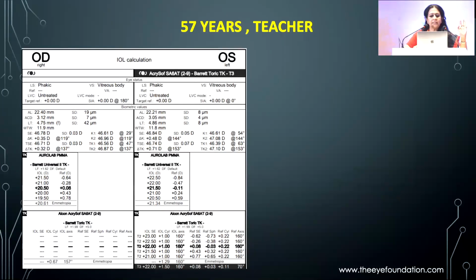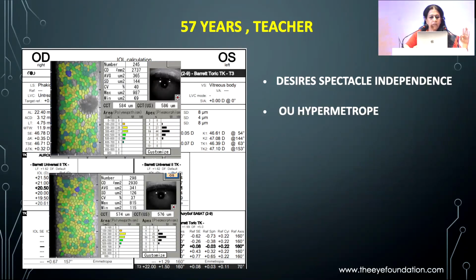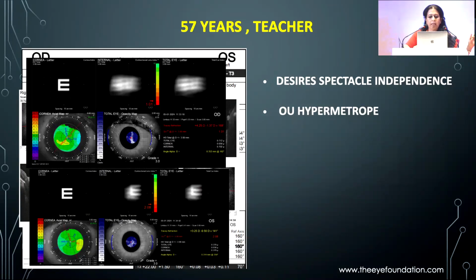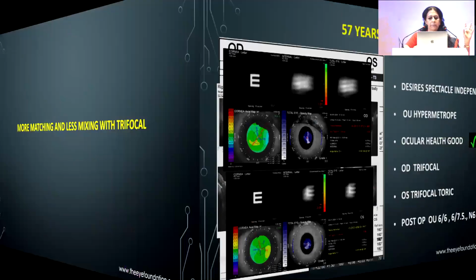Now this is a 57-year-old teacher who wants to be off glasses, high plus power, a corneal endothelium is good, the macula is good, but then if you see the eye trace, you can see that the point spread is very disturbed, so must be because of the lens changes, and he has astigmatism, so we decide to put a trifocal in one eye and a trifocal toric in the other eye, and the patient was happy.